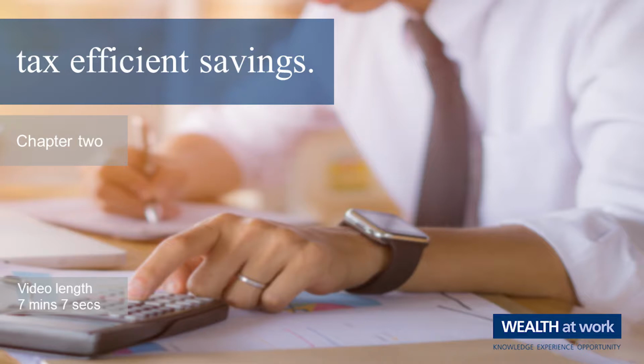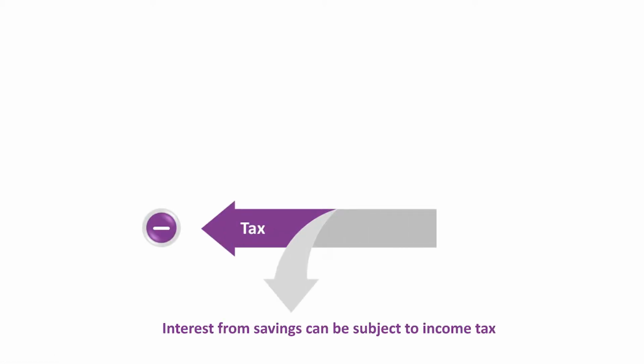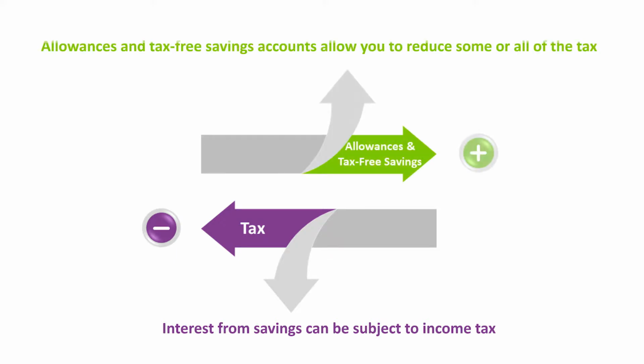In this video we will give you an overview of the tax allowances and tax-free savings accounts that can reduce some or all of the tax you have to pay on your savings. When you receive income on your savings, you may need to pay tax on it. This can include interest from savings. However, there are a number of allowances and tax-free savings accounts that allow interest to be tax-free.